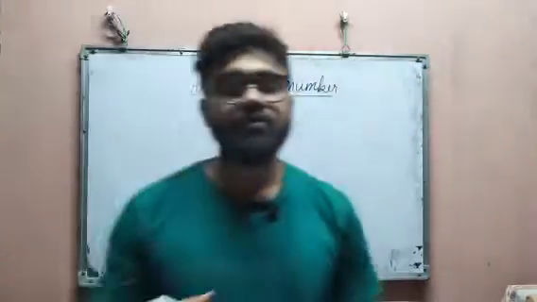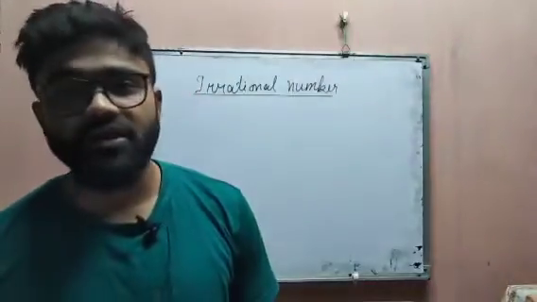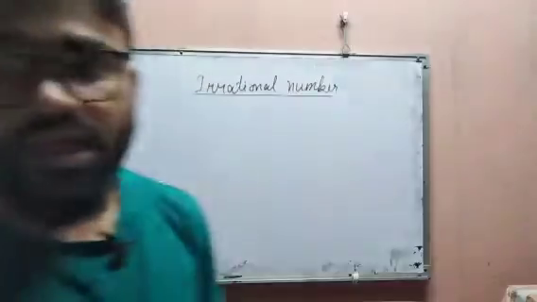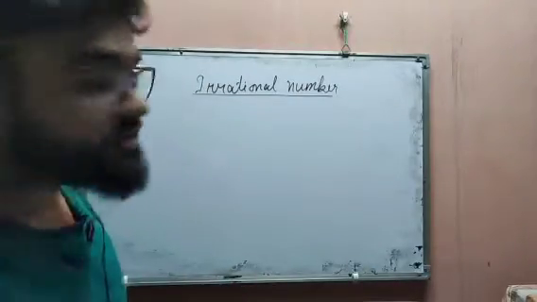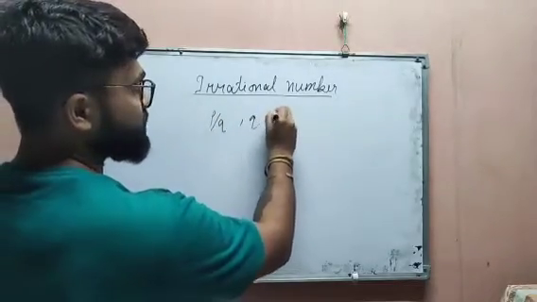So irrational number is what? To understand the concept of irrational number, we have to understand what is rational number. So the rational number is what? The number which can be expressed in p by q form where q is not equal to 0.